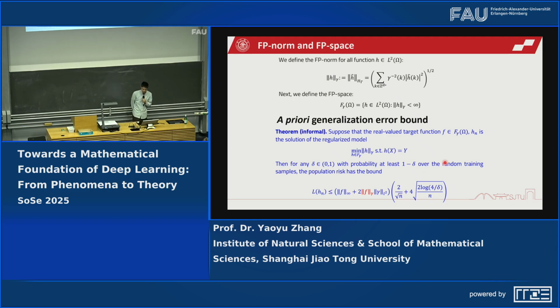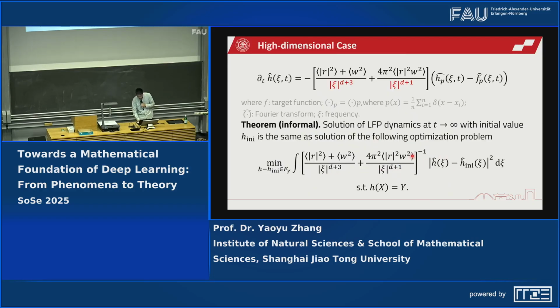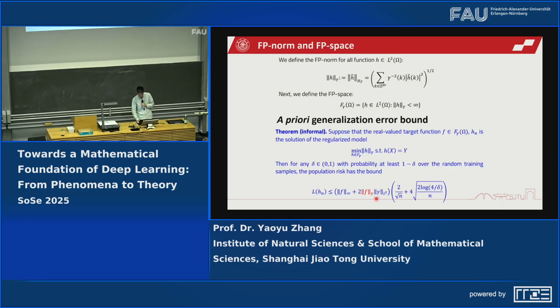Okay, and now let's go to some more advanced results, regarding the generalization error. Since it's a linear dynamics, there's a very clean static form where this FP norm gives you how the neural network prioritizes over all these possible interpolations. Then we can derive, based on the Rademacher complexity, an estimate of the generalization error, where a key term is this FP norm of the target function. Here, this is an a priori generalization error bound.